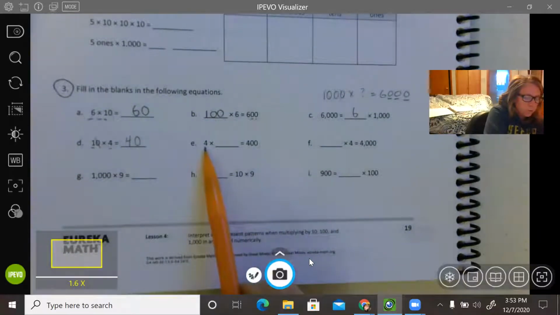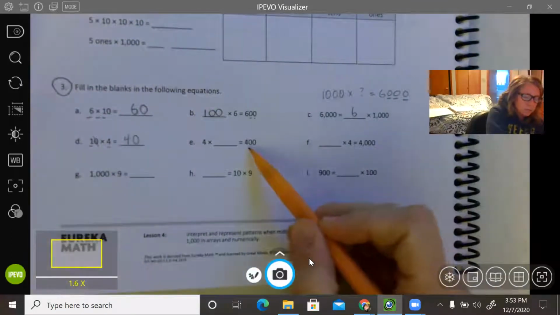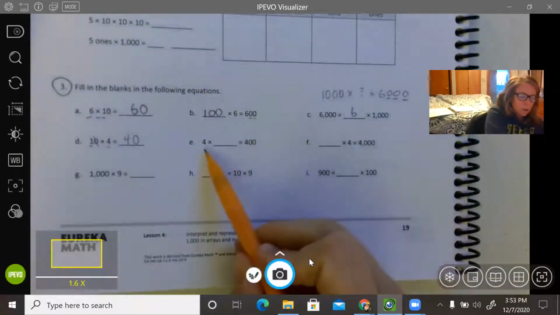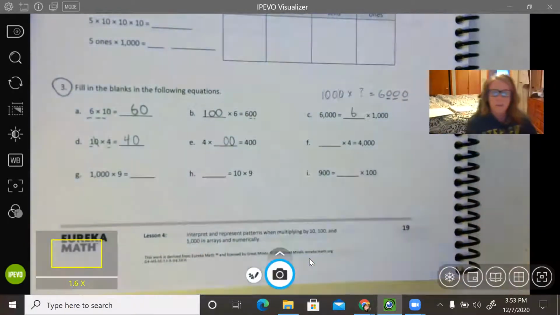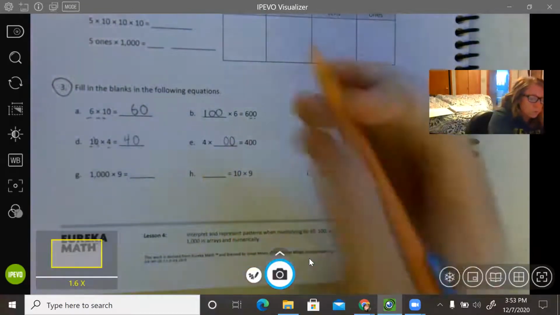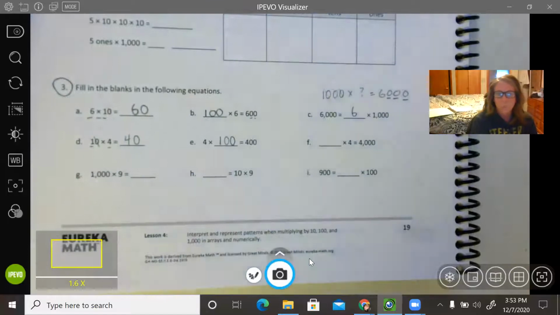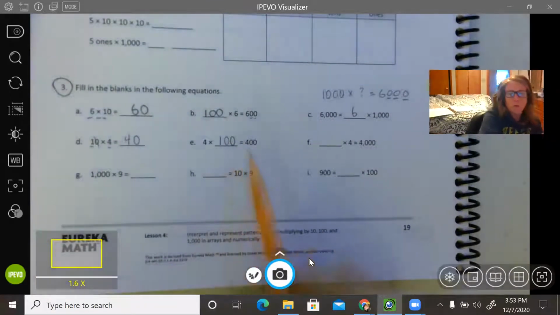Now we have 4 times what equals 400? So I see 2 zeros in my answer. There's no 0 in this factor, so I'm going to put my 2 zeros in my second factor, my empty line. 4 times what equals 4? 4 times 1 equals 4. 4 times 100 equals 400.